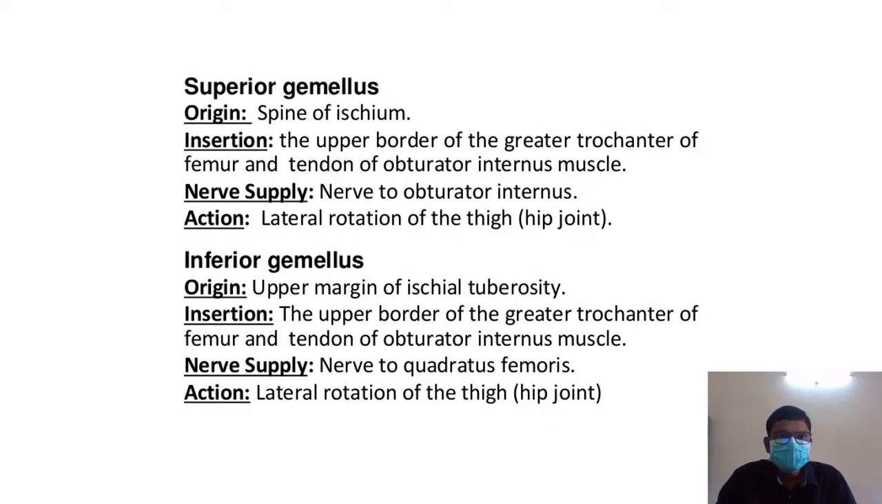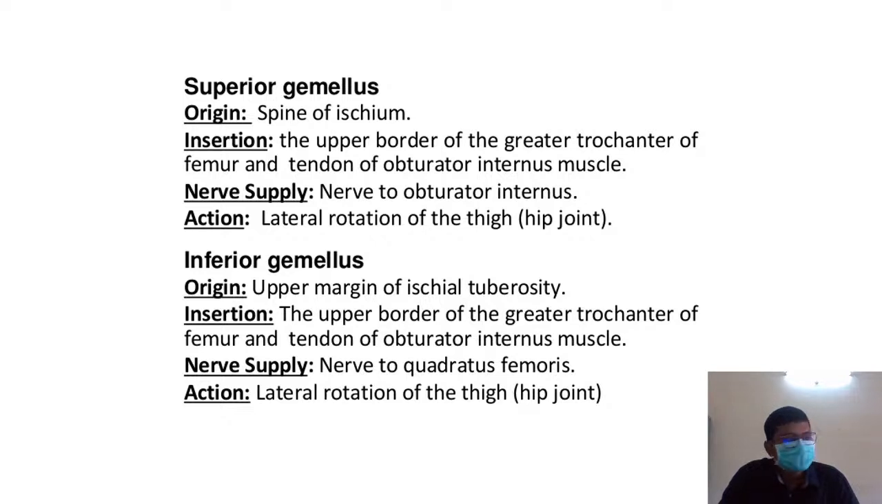Now two small muscles, that is the superior gemellus and the inferior gemellus. The superior gemellus takes its origin from the spine of the ischium, and it is inserted to the upper border of the greater trochanter of the femur and the tendon of the obturator internus muscle. This superior gemellus is supplied by the nerve to the obturator internus, and its important action is the lateral rotation of the thigh at the level of the hip joint.